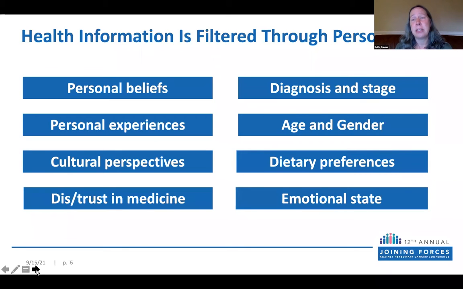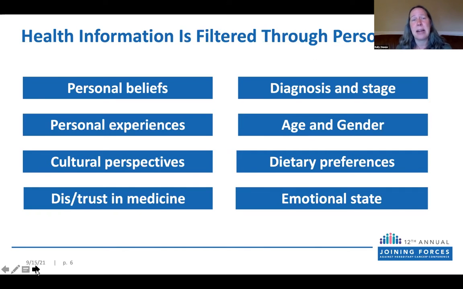So we know that health information is filtered through a very personal lens, and that includes a lot of different pieces: individuals' personal beliefs about medical information, about, in our case, cancer, personal experiences, what their lifetime experiences have been within their families and for themselves, their cultural perspectives, implicit trust or distrust of medicine, and in the case of cancer, thinking about things like what their diagnosis is and what stage their cancer is at a particular time can really affect how people filter their health information. Age and gender play into that. Dietary preferences can have an impact, especially when we're thinking about nutrition and how nutrition might impact medical care.